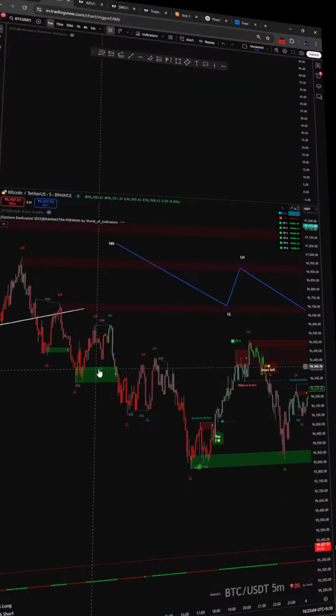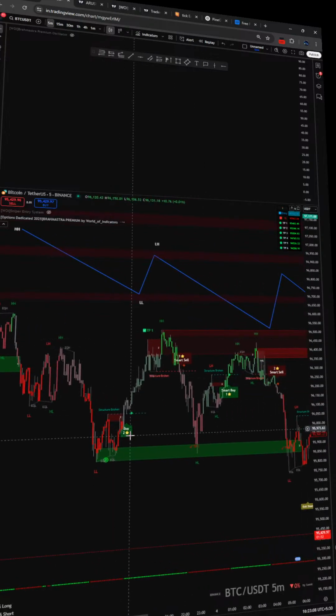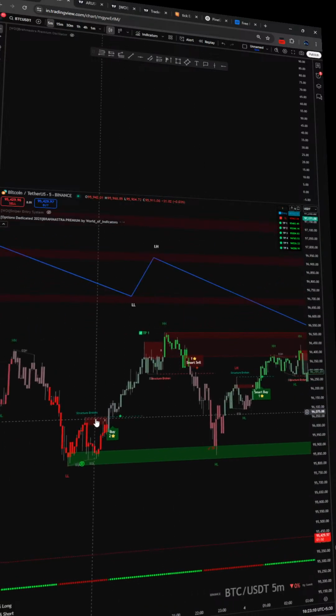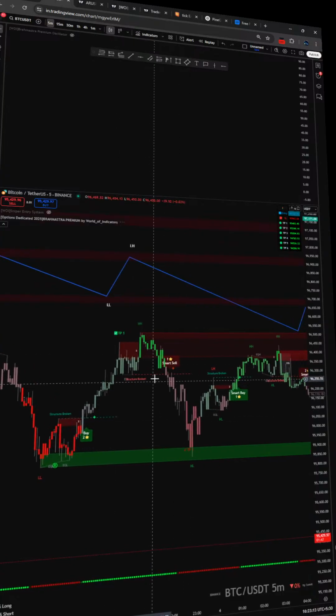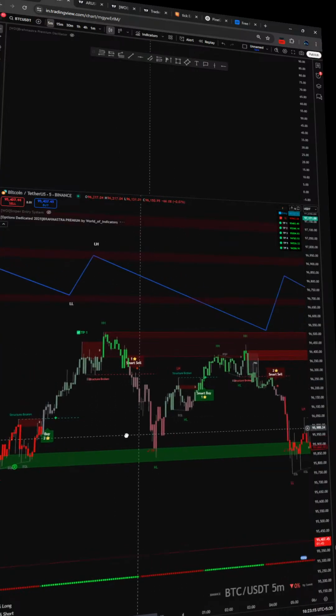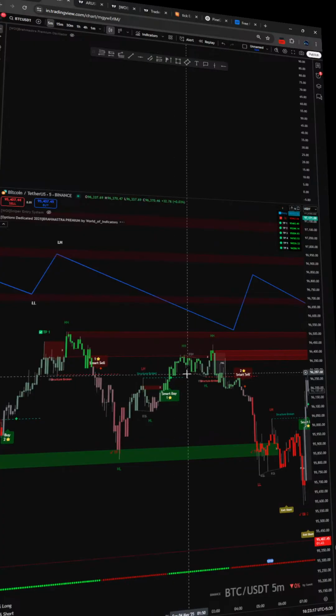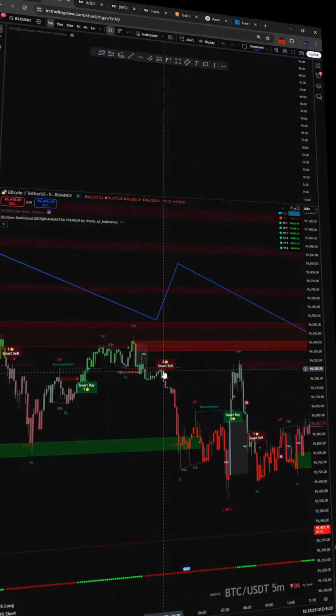We can see the structure formation here. We got a buy signal, after that a structure break, boom, we got a sell signal, a structure break, boom, a buy signal, a structure break, boom, a sell signal. A structure break already happened previously.